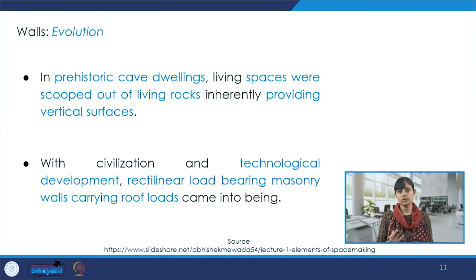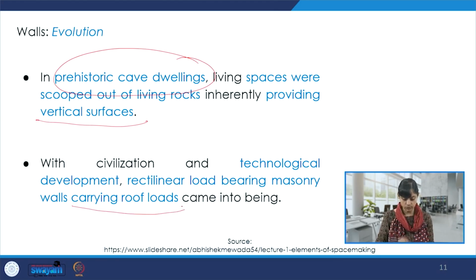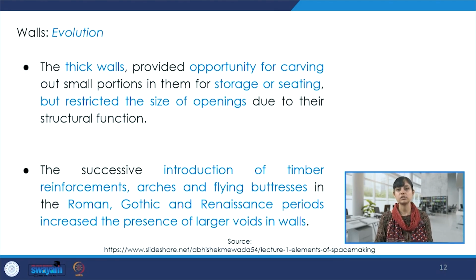Now talking a bit about the evolution of walls, if we look at the prehistoric cave dwellings, there the spaces were scooped out of living rocks and therefore they inherently provided vertical surfaces. Now with technological development, we see rectilinear load bearing masonry walls. They carry roof loads and now we see a lot of examples of those. So the thick walls, they did provide an opportunity for carving out small portions, for storage or seating, etc. But they restricted the size of the openings.